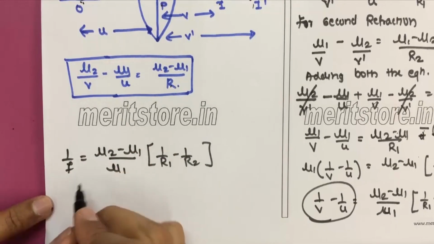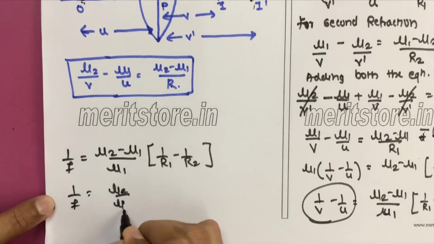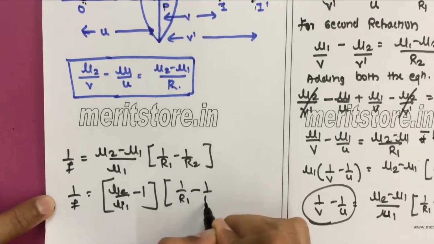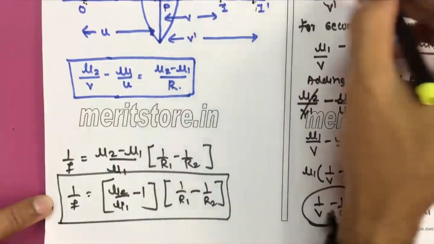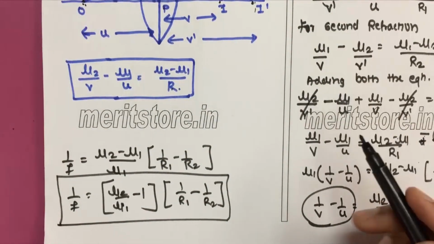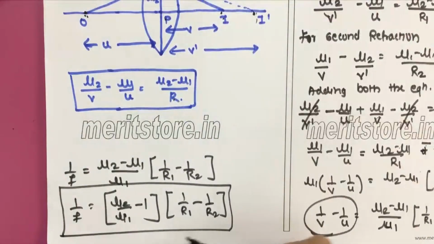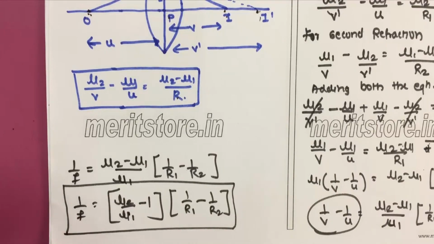Okay, in order to make it simpler, we can write 1 upon F is equal to mu2 upon mu1 minus 1, into bracket 1 upon R1 minus 1 upon R2. This is the final equation, called the lens maker equation. So the things we take into consideration while making lenses are the radius of curvature of the lenses and the refractive index, to get a perfect focal length.